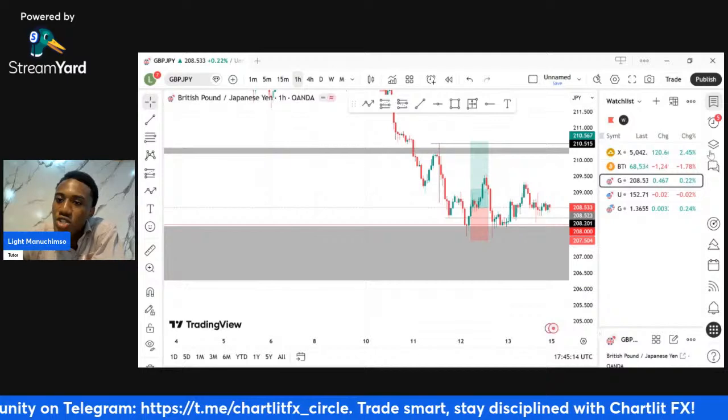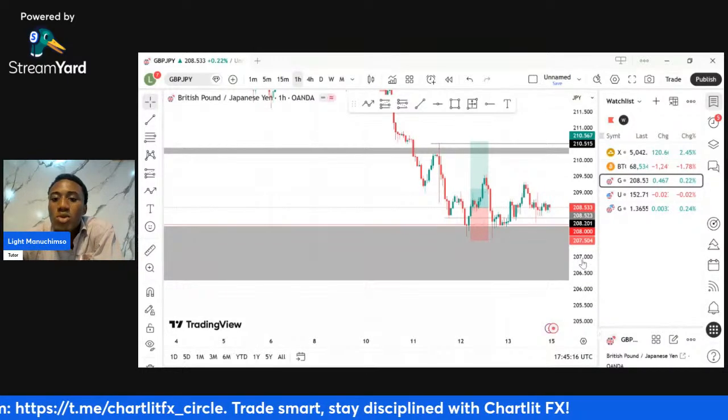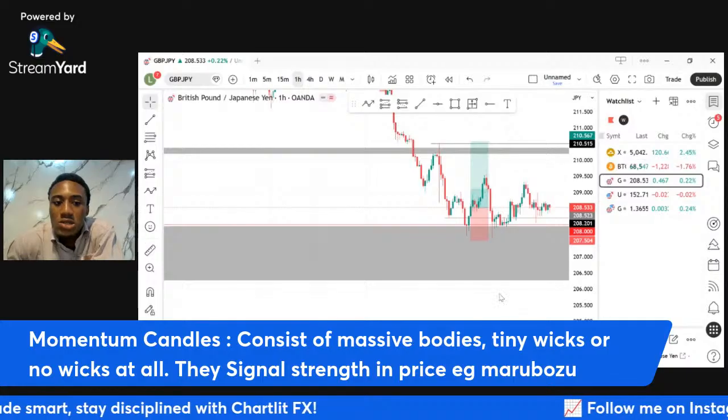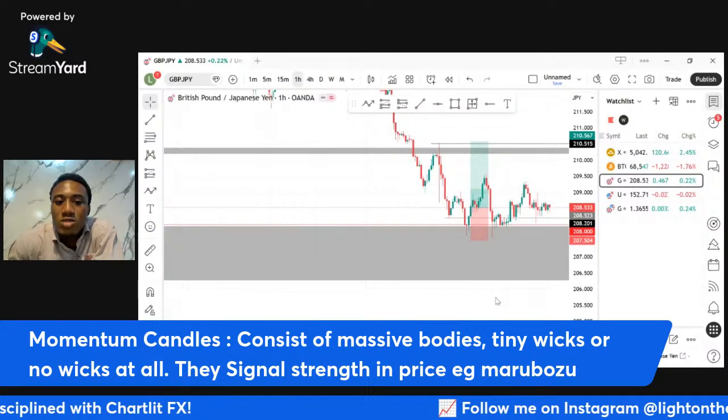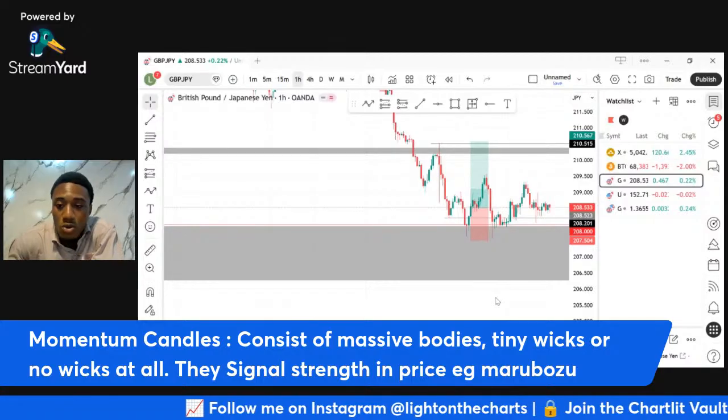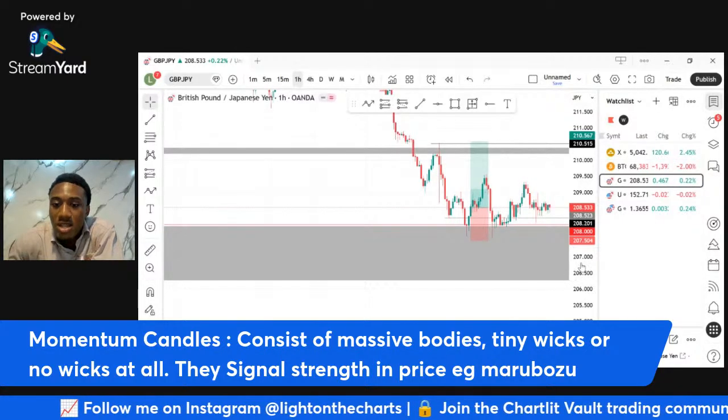So these are rejection candles. And the next candle we are going to be looking at is the momentum candles. The momentum candle consists of massive bodies, tiny wicks or no wicks at all. But they have massive bodies.